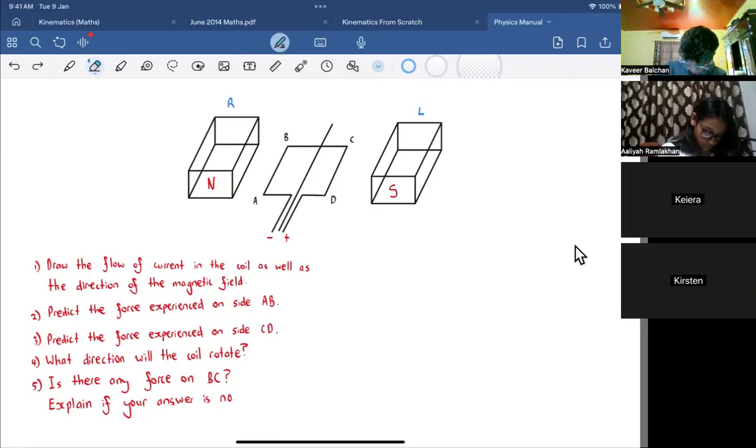And since you didn't know the answer for 5, write it. I'm writing it down, yeah. So in BC, the direction of the current and the direction of the magnetic field are parallel, so there's no resulting thrust.